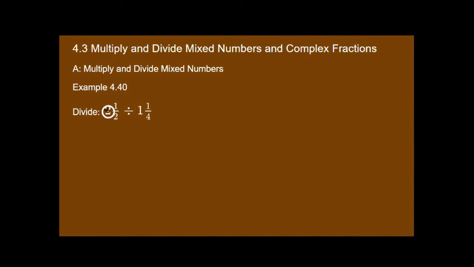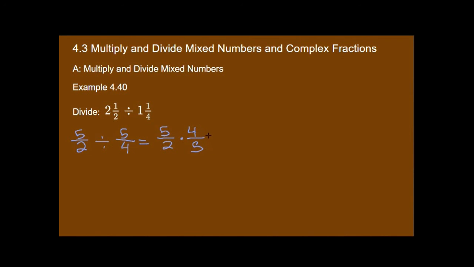So 2 times 2 is 4, plus 1 is 5. Keep the same denominator, 5 halves, divided by 4 times 1 is 4, plus 1 is 5. Keep the same denominator, fourths. Then we're going to change this into multiplication. So this looks just like the problems we just did. 5 over 2 times 4 over 5.